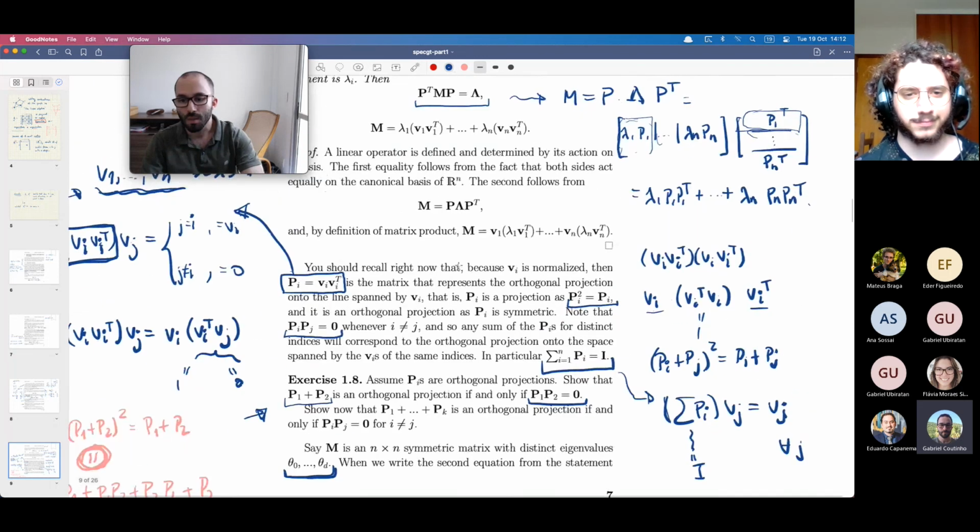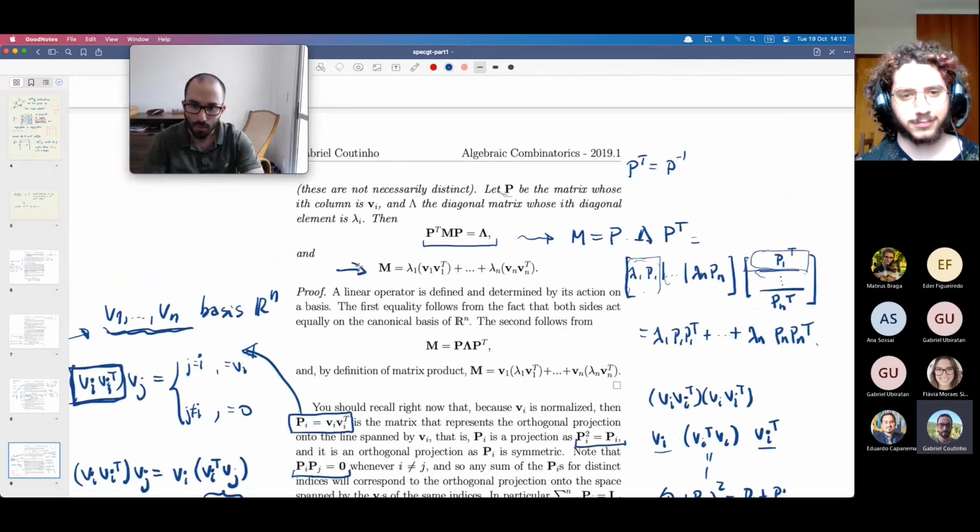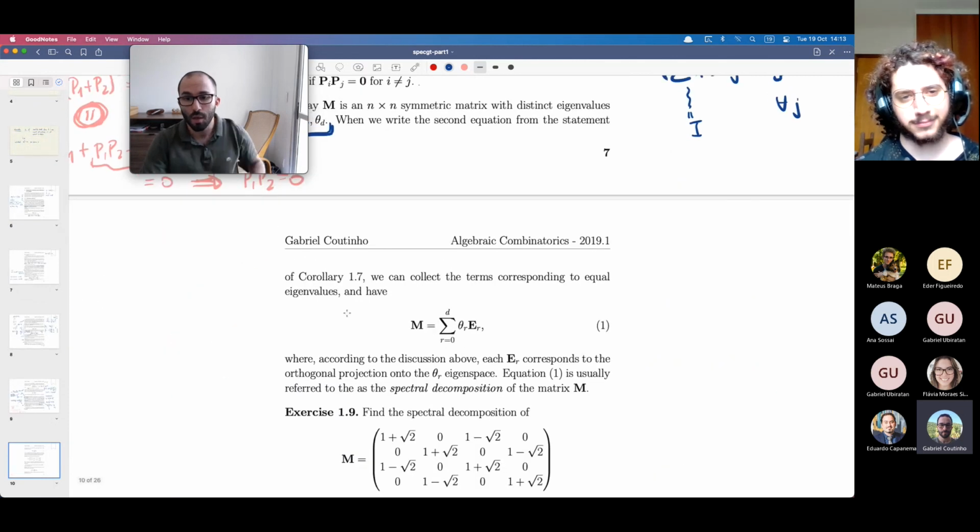So when we write this second equation from the statement of corollary 1.7, and I group the similar eigenvalues together, and I sum the orthogonal projections onto the lines that form the eigenspaces, I end up getting the projections onto the eigenspaces. So that equation from corollary 1.7 is actually equivalent to this. This is what I will always refer to as the spectral decomposition of a symmetric matrix. These are the eigenvalues, they are real. These are the projections onto the eigenspaces.